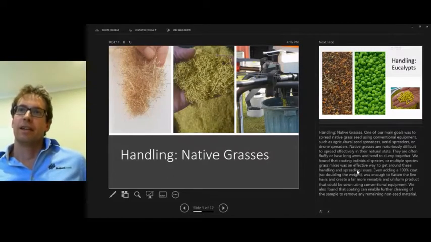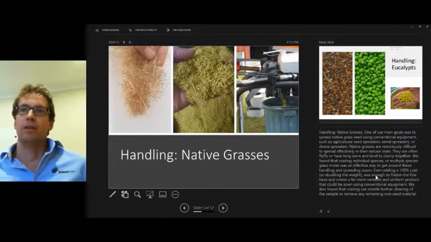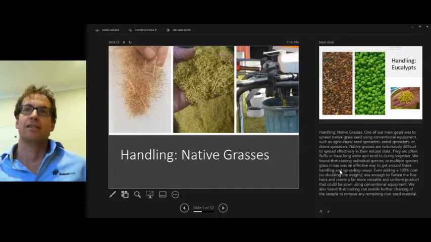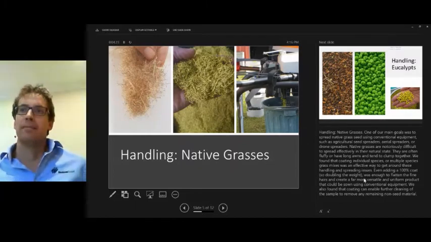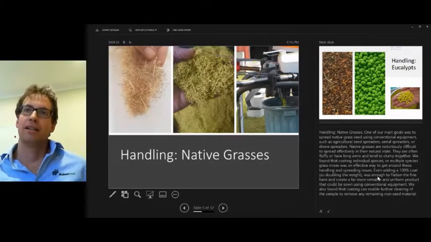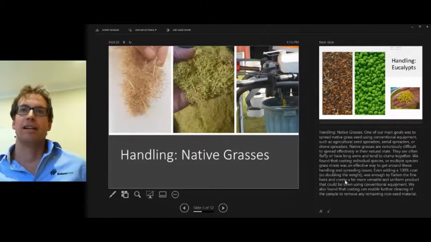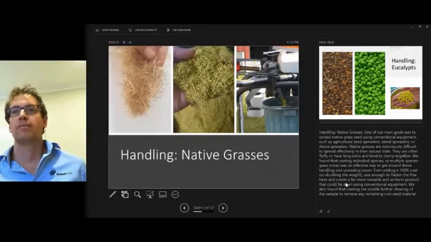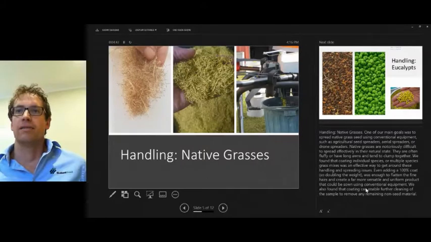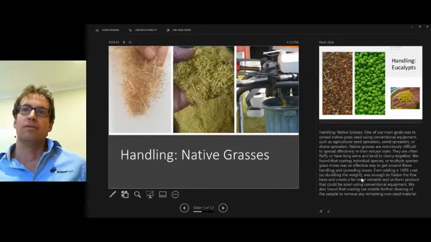We found that coating individual species or even multiple species grass mixes was an effective way to get around these handling and spreading issues. Even adding a 100% coat, so a doubling of the weight, was enough to flatten all the fine hairs and create a far more versatile product that could be sown with conventional equipment. We also found that coating can enable further cleaning of the sample and remove remaining non-seed material.